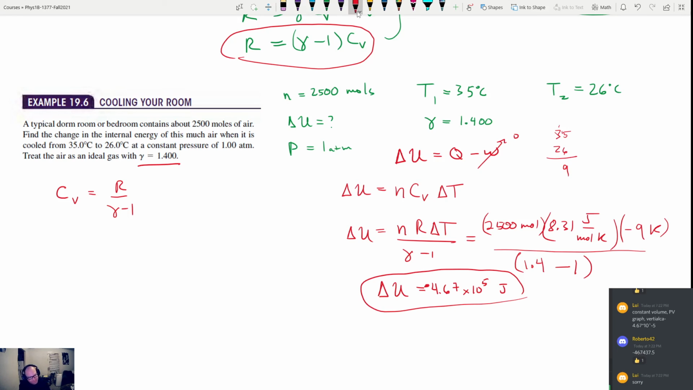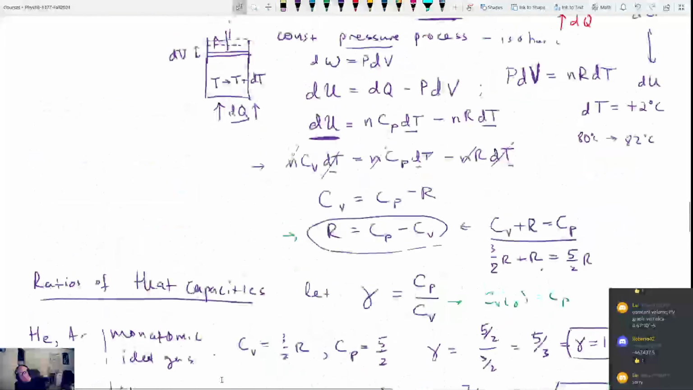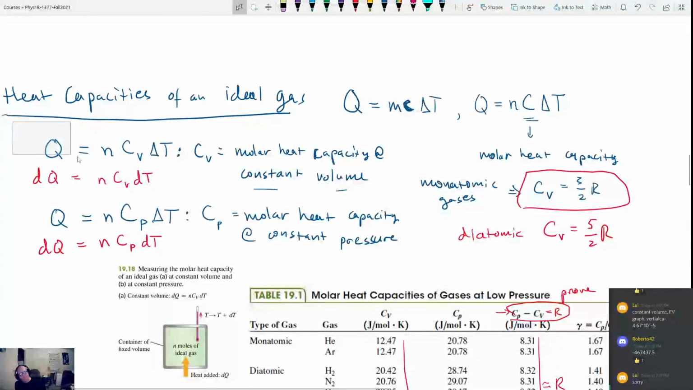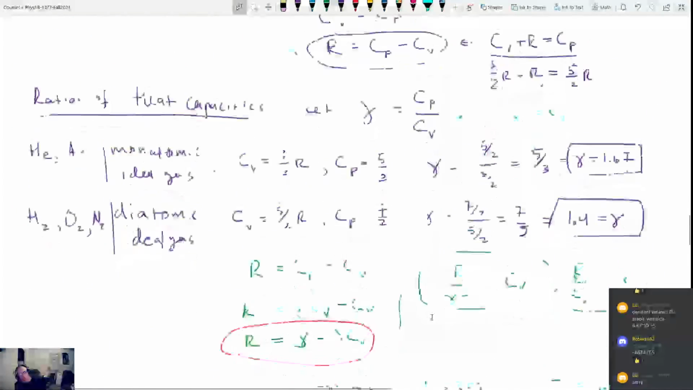Okay, good place to take a break if there aren't any questions. Are there any questions? Since there was no change in volume, instead of using delta U equals Q, we used delta U equals n C sub V delta T. Is that right? No, we did use delta U equal to Q. Q is equal to this, from here. Oh, yeah. Okay. Yep.